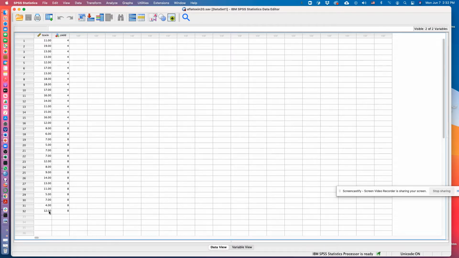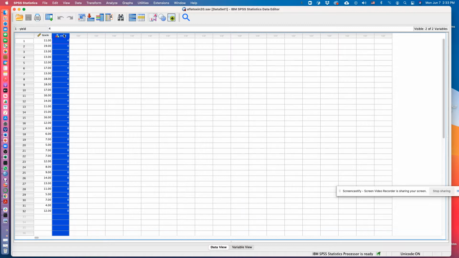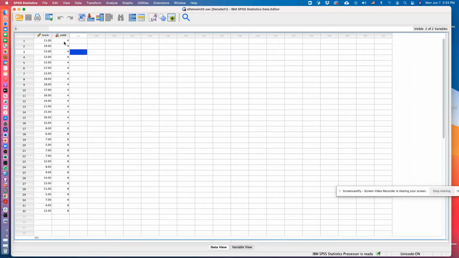So here we have a measure of how much toxin was found in each of the corn yield. And then here is the recording of what category this particular yield fell into. And so there were only two categories. One was labeled 4, the other was labeled 8. So when you want to run a t-test, right?